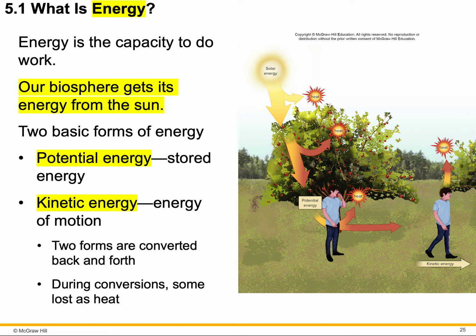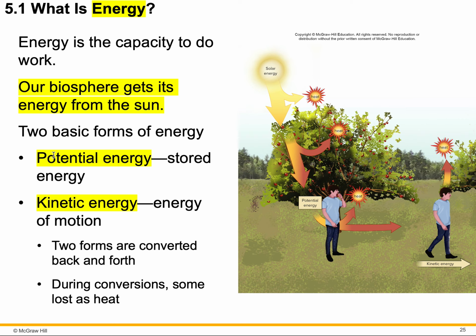This is more talking about energy and enzymes. So where do we get all of our energy from? In the whole world, where does the energy come from? It comes from the sun. The sun provides us all that energy, and then it's diverted into different systems. So our biosphere gets its energy from the sun. All of our energy comes from the sun.